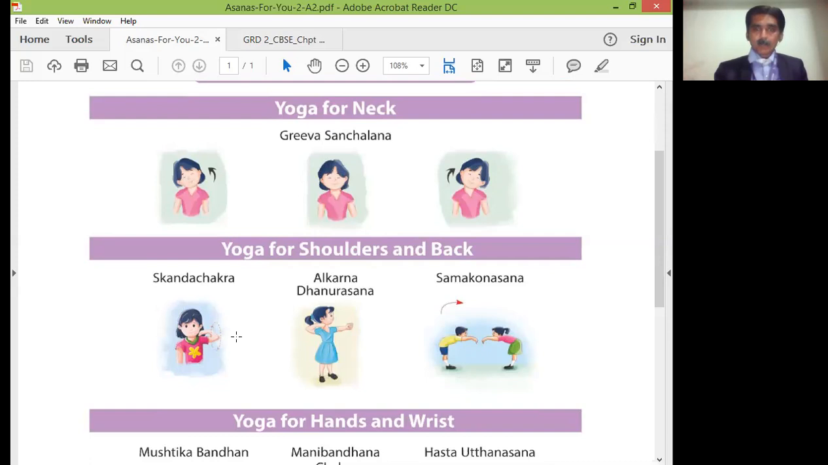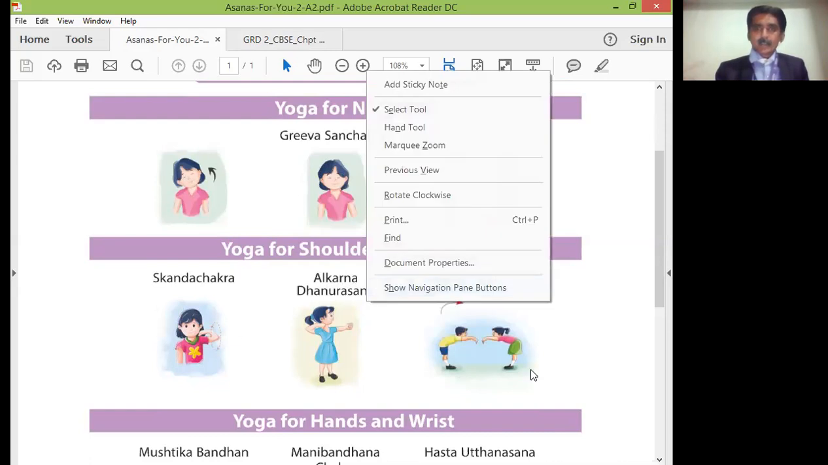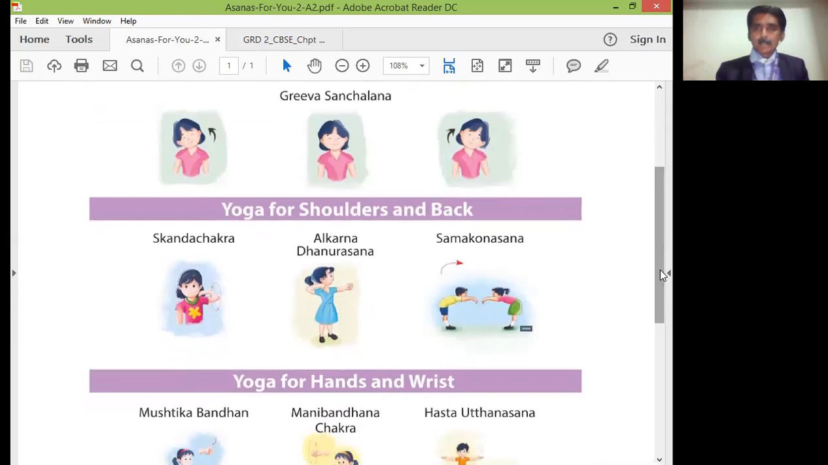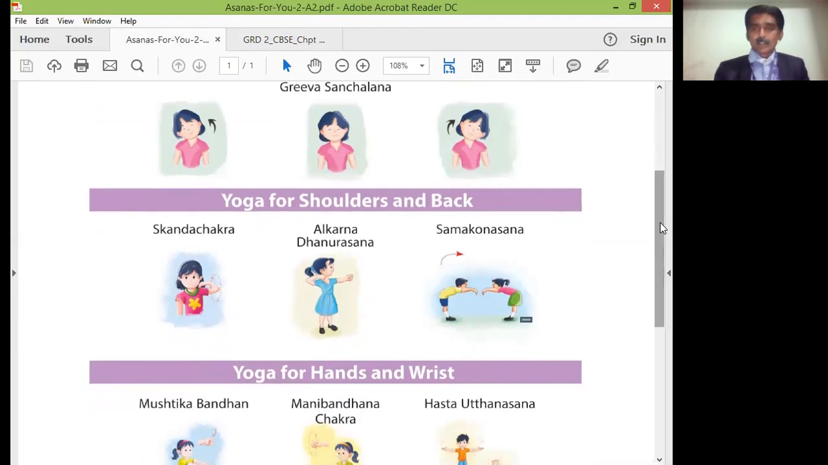Okay. Now, this is Dhanurasana. Alankara, Alankarna, Dhanurasana. Okay. And this is Samakonasana. Samakona is the word used in Sanskrit. Samakon means it is related to the angle. The angle you are using.